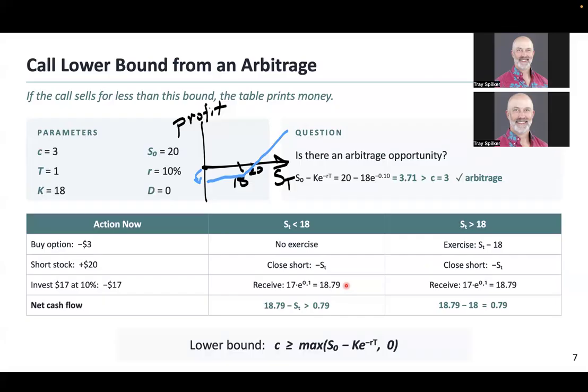So we know, because we're evaluating the case where the share price is below $18, that the profit must be at least 79 cents if the share price is below $18, the strike price. If the share price is above the strike price at maturity, well, then it's in the money.